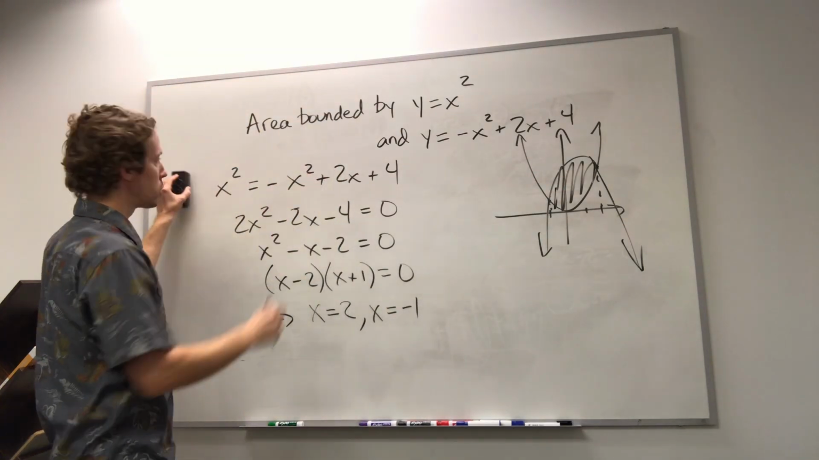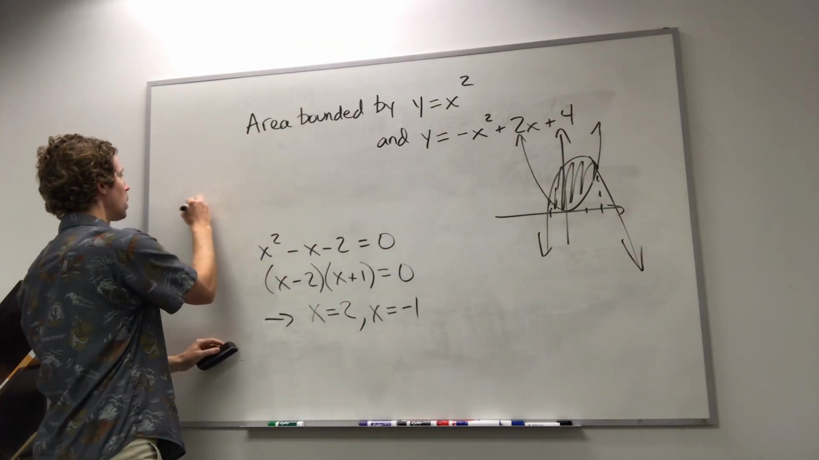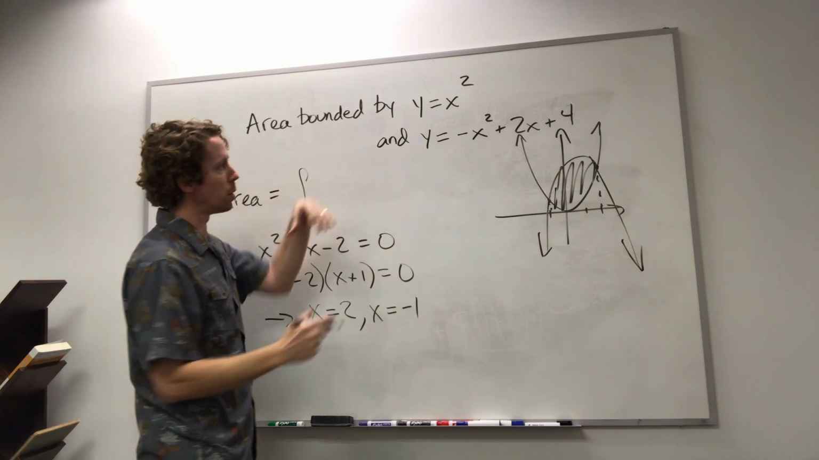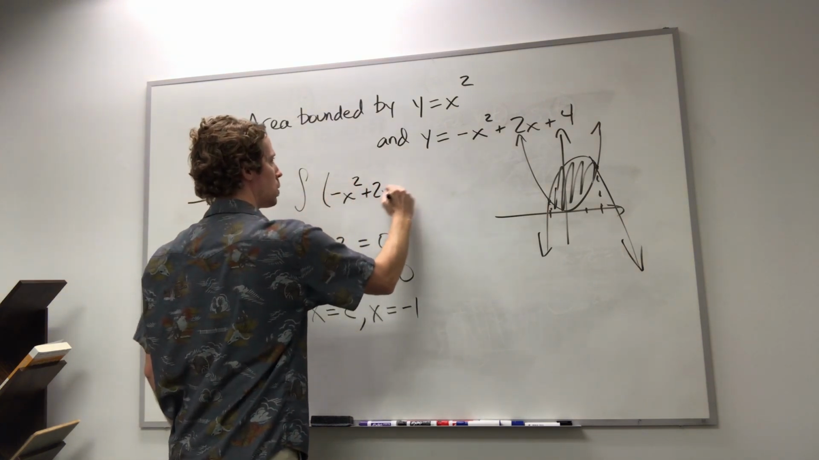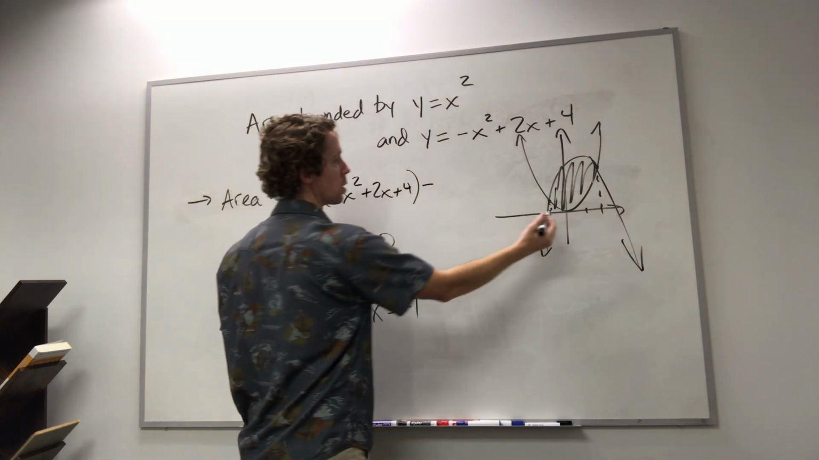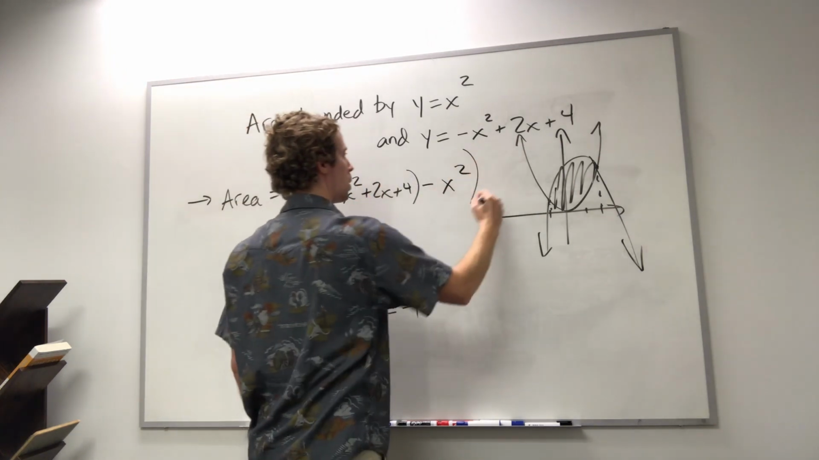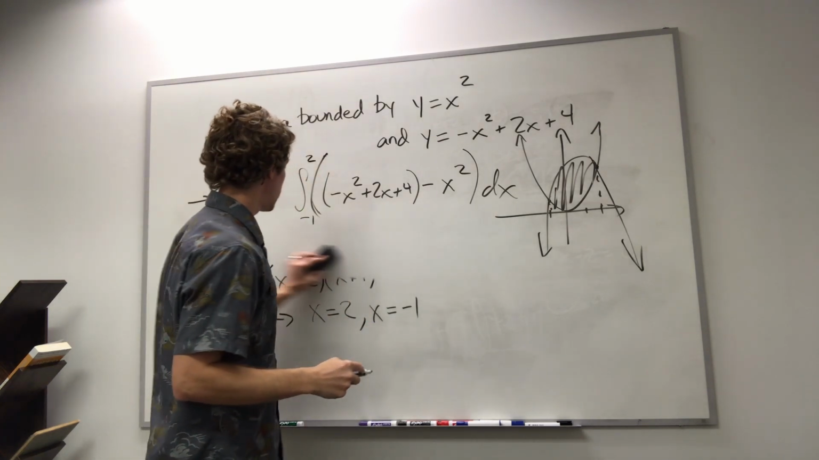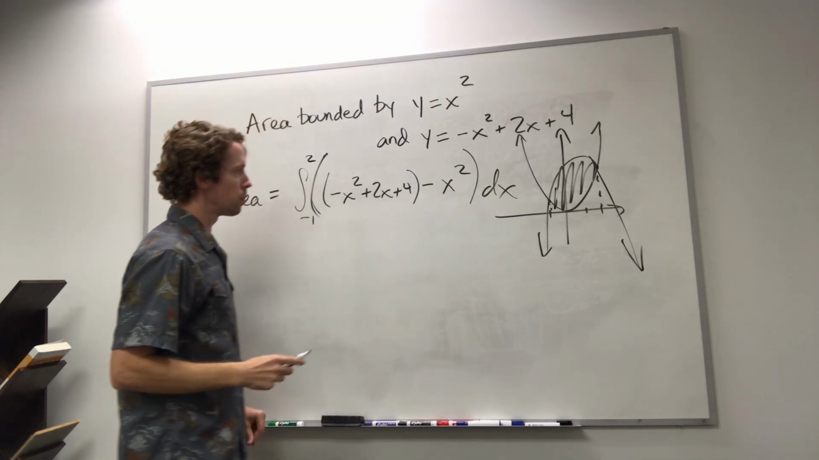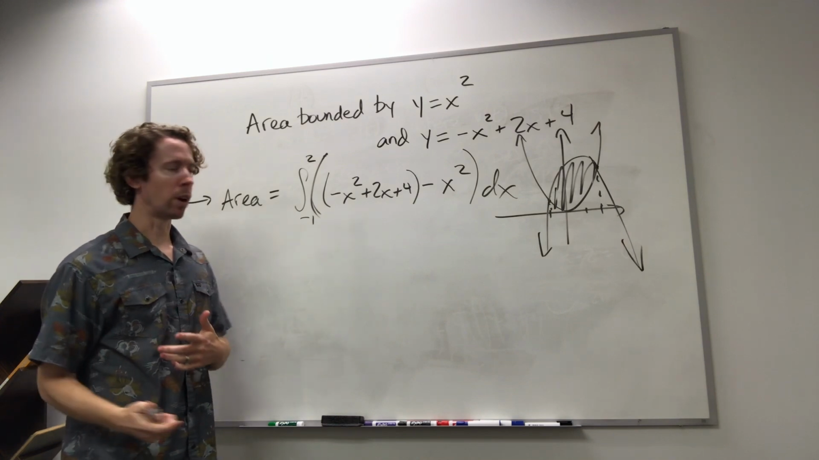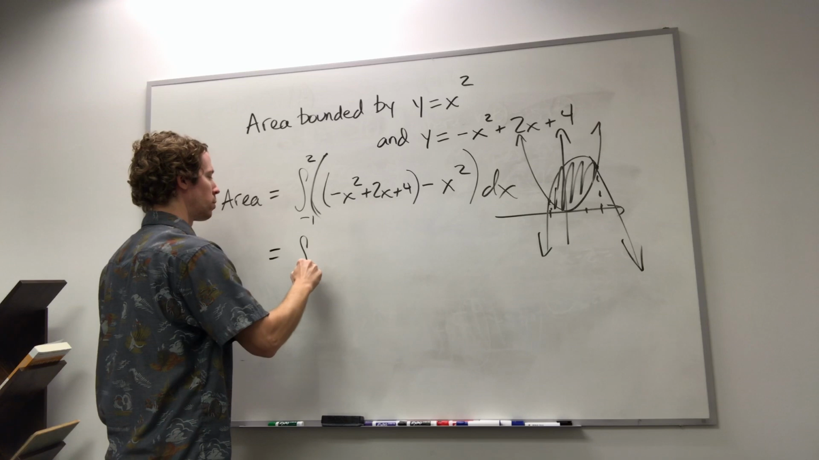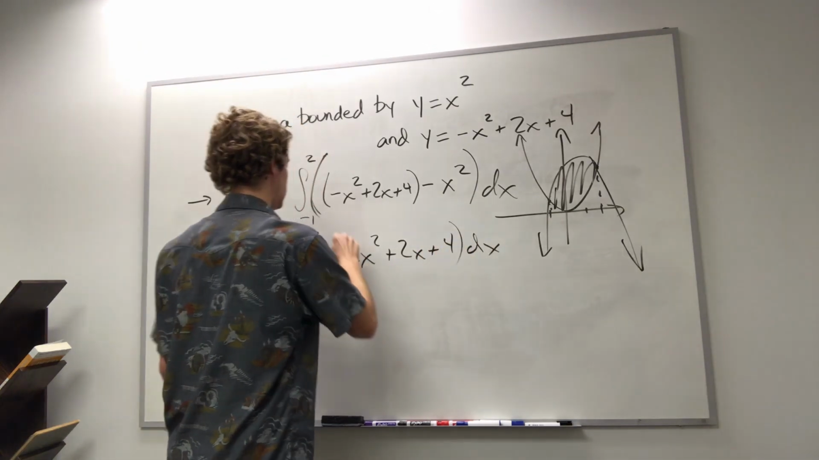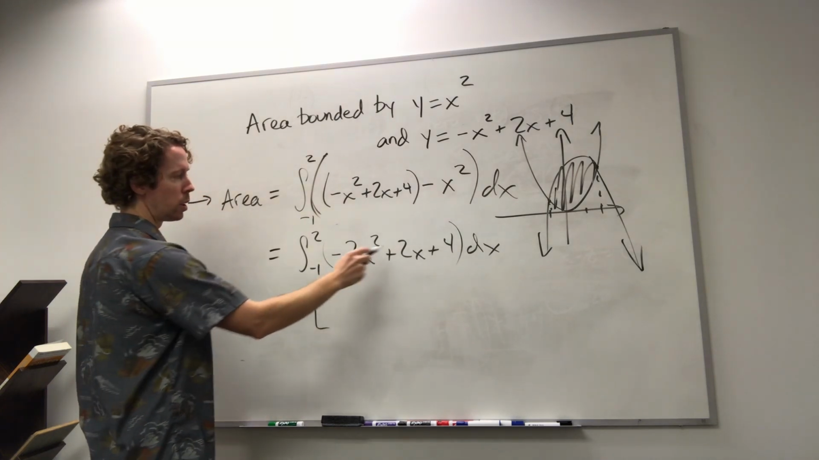So now I integrate the top function minus the bottom function. The top is the one that's opening down. And then the one that's on bottom is the y equals x squared. I know I need to integrate from negative 1 to 2. And now it's a matter of just doing some algebra, finding the antiderivative, and plugging in the bounds. So I'll run through that real quick. I'm using the power rule on each term here.